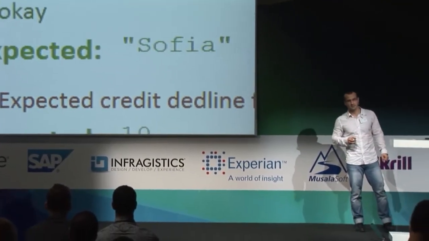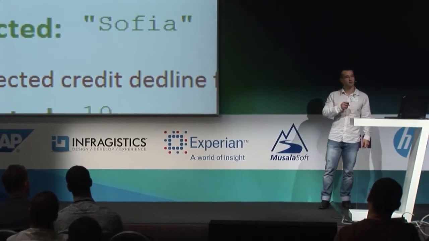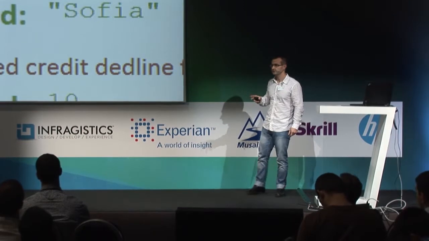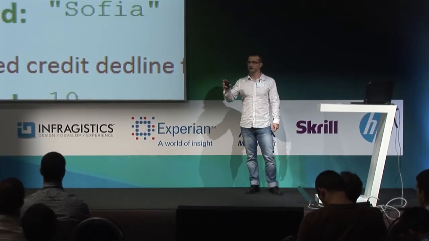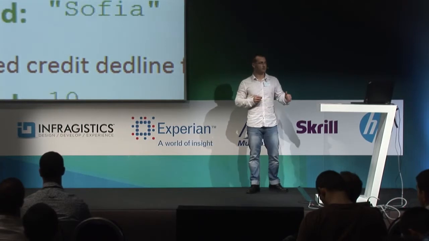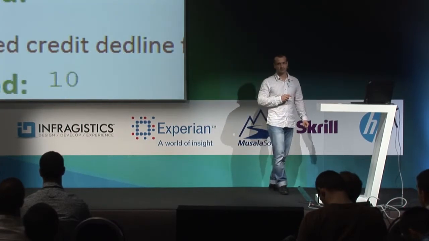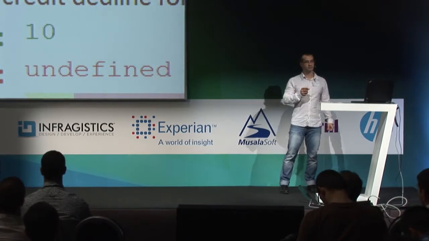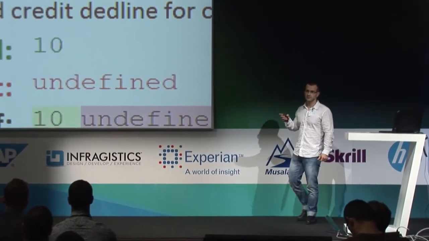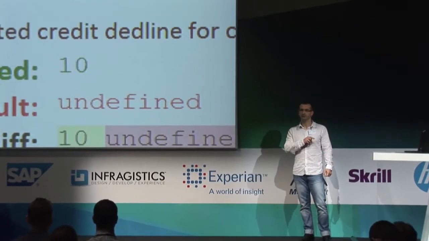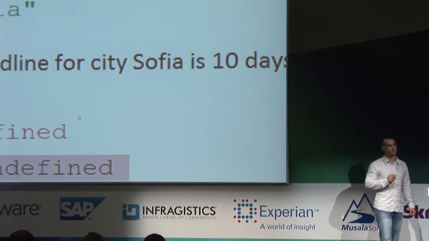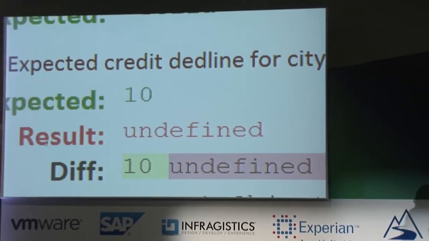This is the first phase. We have the test and it's failing. Our first assertion here is fine, because we already have the productive functionality that transfers the city to the client. But our next assertion, our new feature, the credit deadline, is failing because we don't have the productive implementation yet in our service. You may see we expect 10 days, but we have undefined.